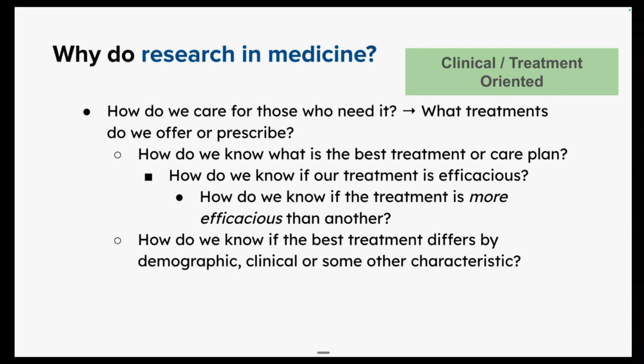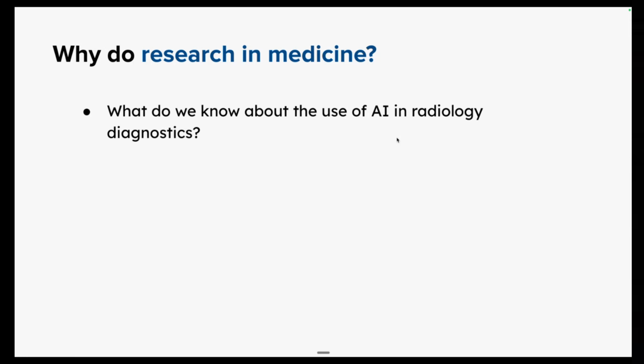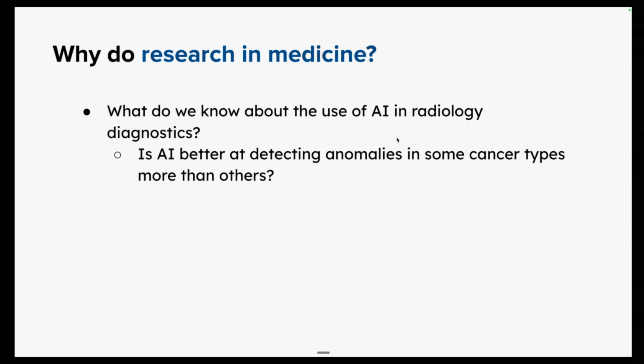So we have these clinically or treatment-oriented questions. And then if we look at things from a totally different lens, we can think about doing research in medicine from a totally different angle as well. For example, what do we know about the use of AI in radiology diagnostics? Is AI better at detecting anomalies in some cancer types than others? These are also fair game questions when it comes to doing research in medicine.